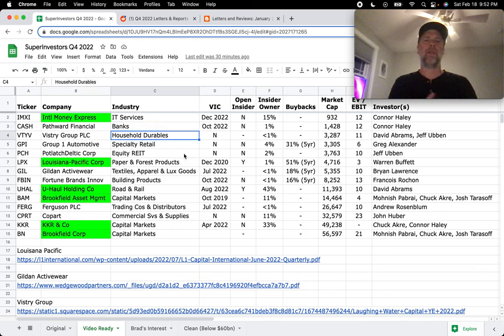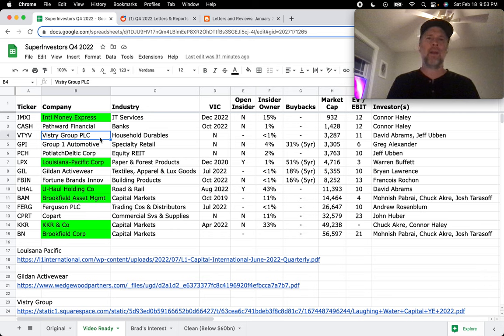Vistry Group. Now, this one's very interesting to me. Vistry Group acquired Countryside Partnerships, okay? Countryside Partnerships is something that both Jeff Ubben bought into, and Norbert Lou, one of my all-time favorite investors of Punch Card Capital. There were a number of investors I really respected in Countryside Partnerships, and Vistry acquired Countryside. And Jeff Ubben is staying the course, staying along even after that acquisition took place. Very low insider ownership. Again, that gives me pause.